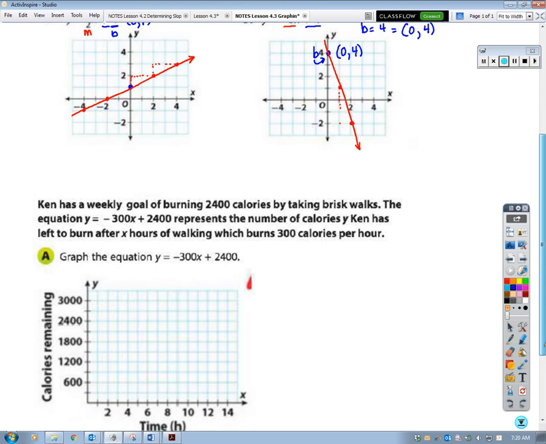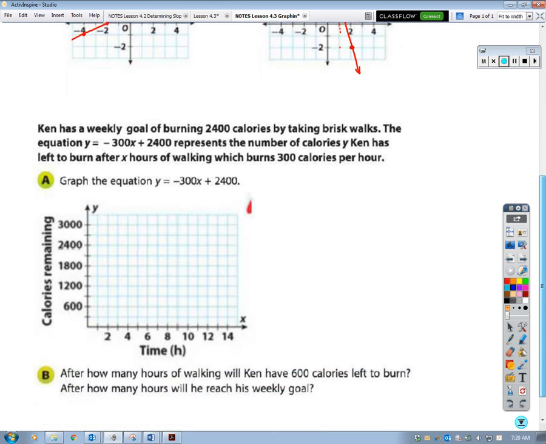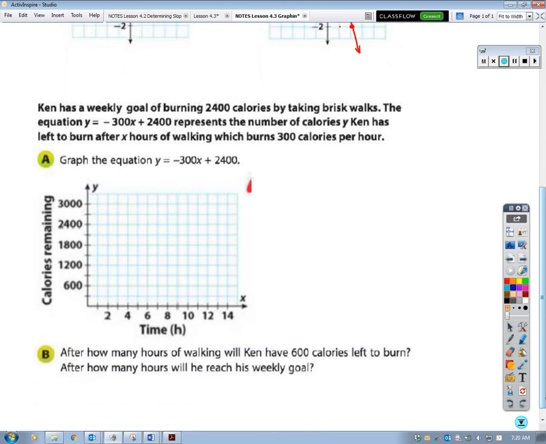We're going to move on to a real-world scenario where we have this information and it wants us to graph what we've got. And this was kind of like that pizza skill check that we had. So a lot of the same stuff here, just connecting concepts and applying it to real-world situations. So Ken has a weekly goal of burning 24 calories by taking brisk walks. Sorry, 2,400 calories by taking brisk walks.